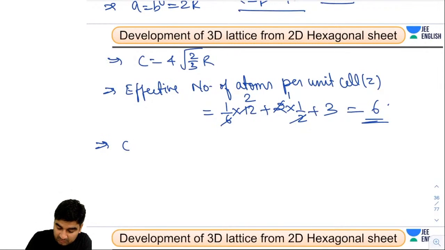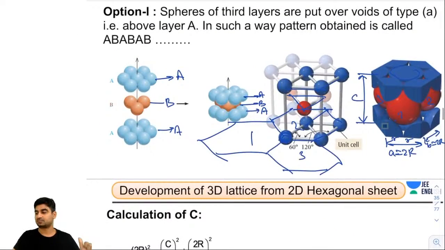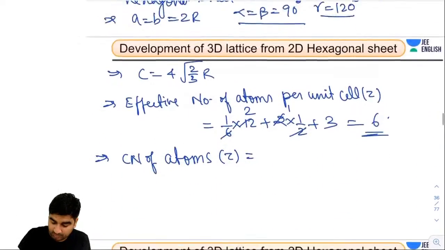And now, what is the coordination number of atoms? Yes, tell me. Vinay, this is helpful for IIT JEE. If you are learning it, then many a times direct problems, theory based, are there, which you can directly answer. Okay. So now you know about it.